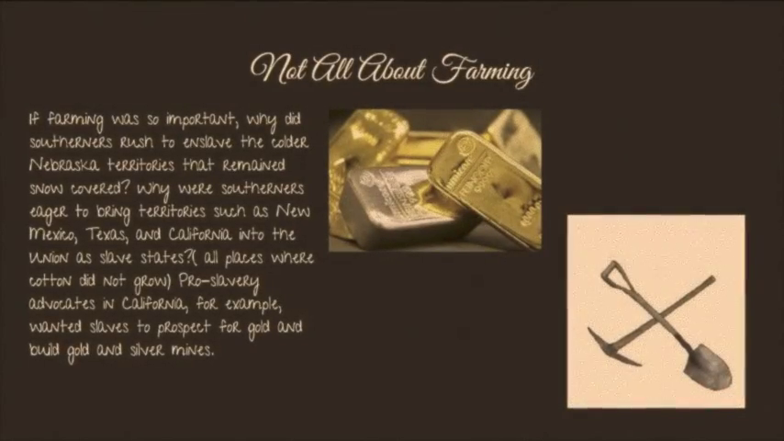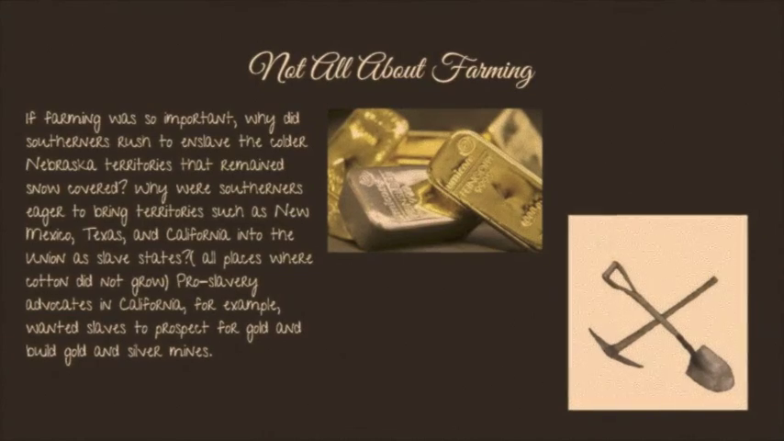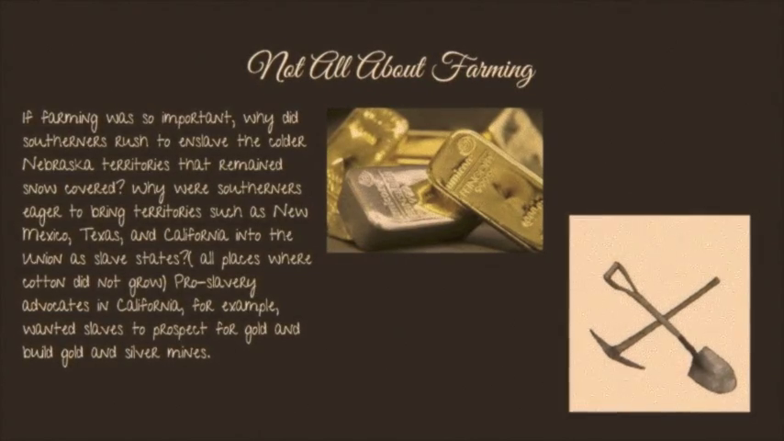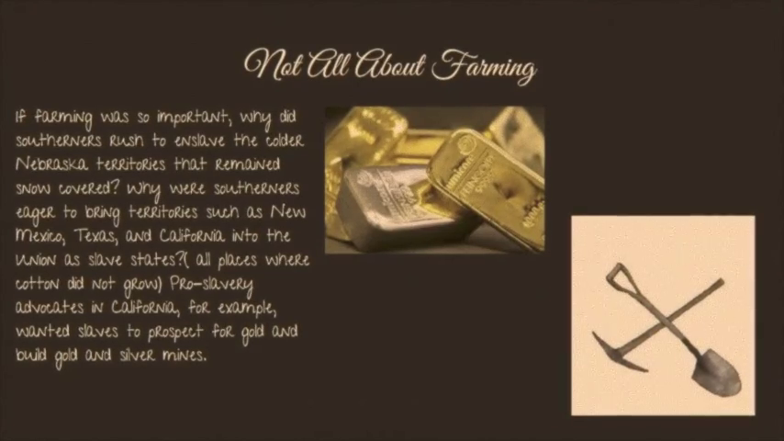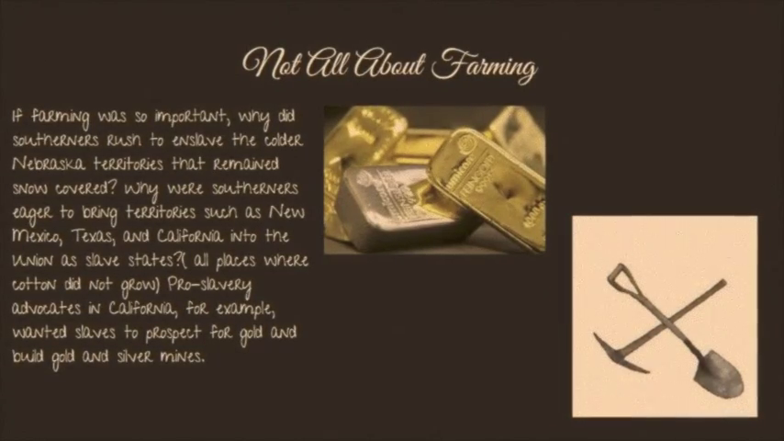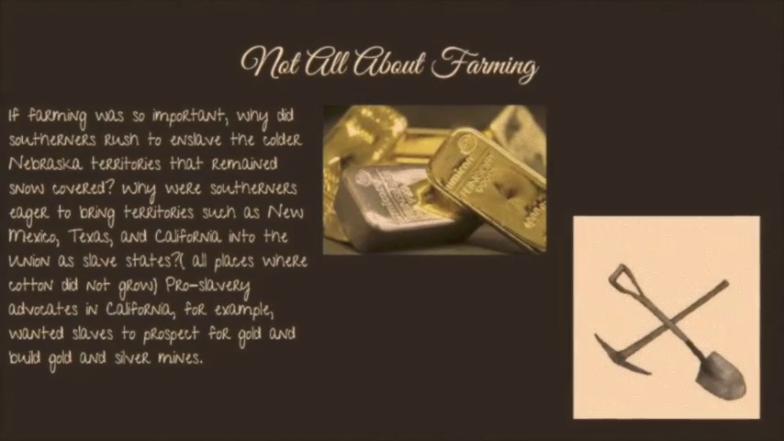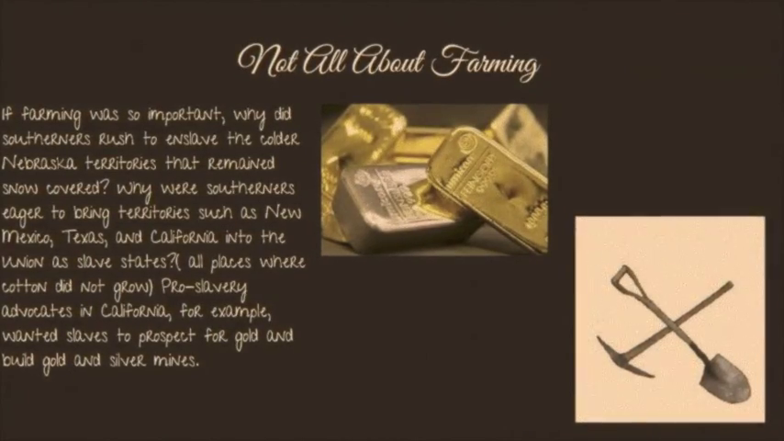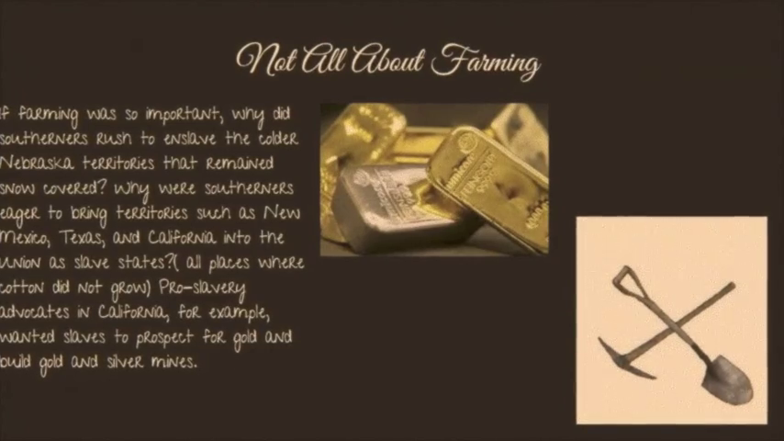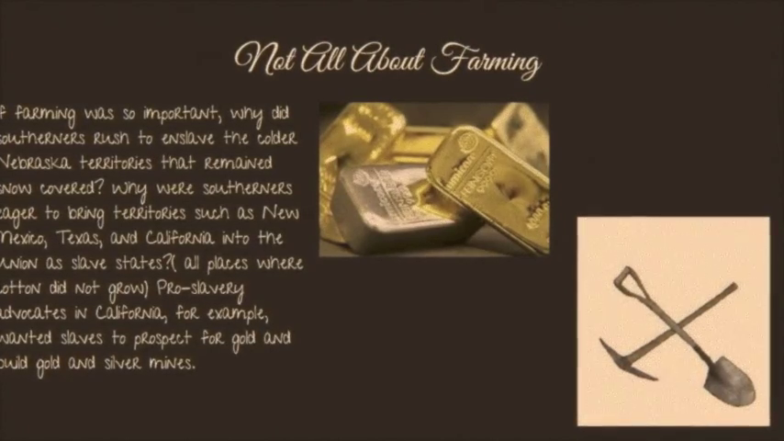Not all about farming. If farming was so important, why did Southerners rush to enslave the colder Nebraska territories that remained snow-covered? Why were Southerners eager to bring territories such as New Mexico, Texas, and California into the Union as slave states? Pro-slavery advocates in California, for example, wanted slaves to prospect for gold and build gold and silver mines.